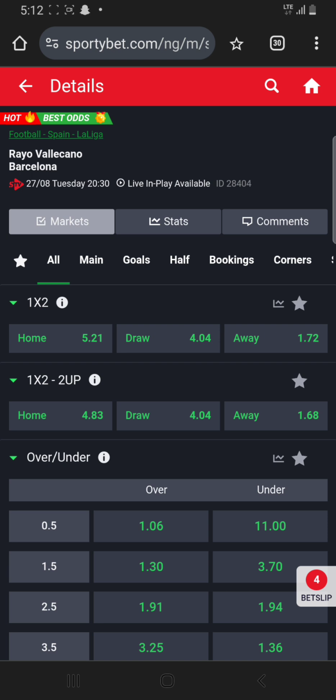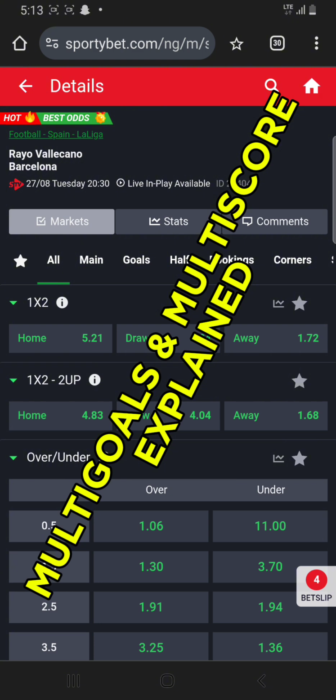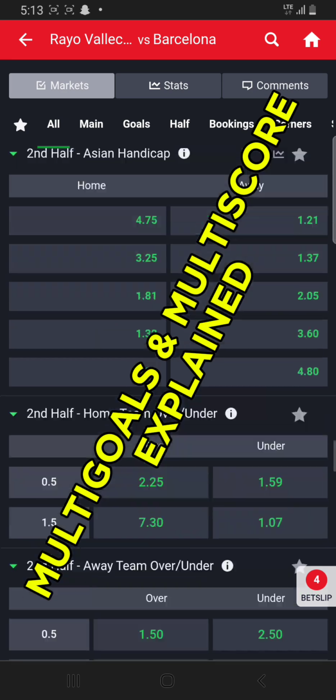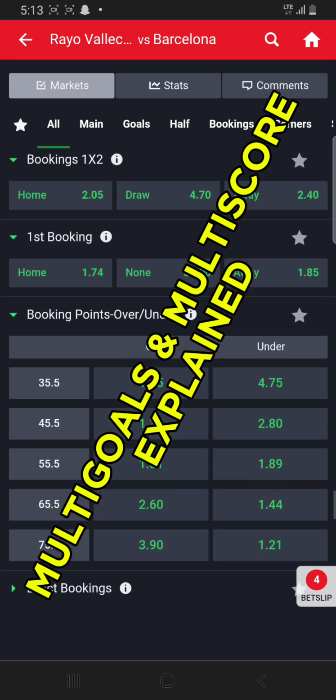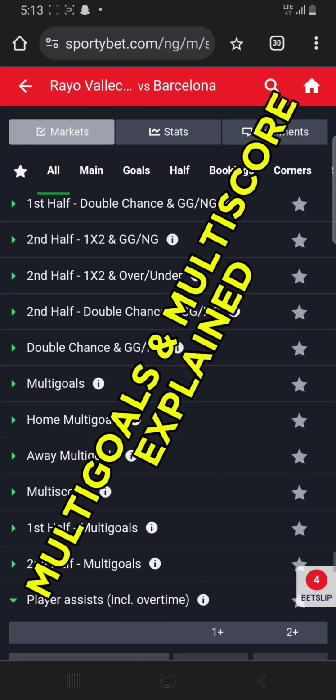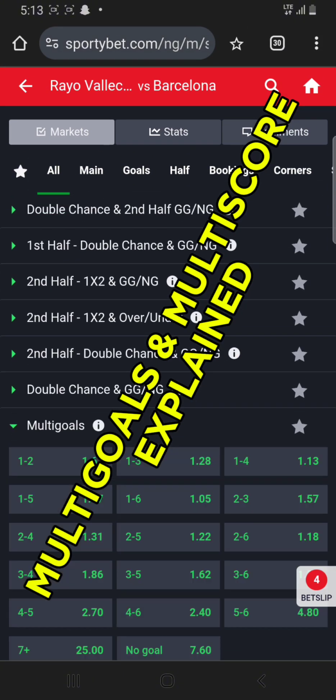So guys, first of all, we'll be discussing multi-goals. Just as the name implies, multi-goals are a series or range of the number of goals that will be scored in a regular 90-minute match from both teams. That is multi-goals. Let me show you what a multi-goals looks like.